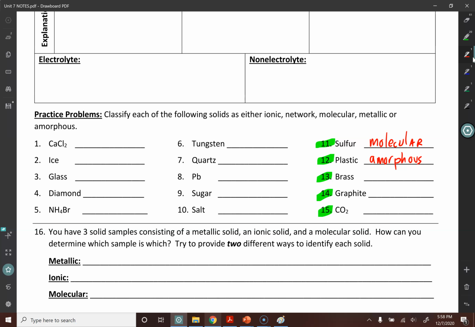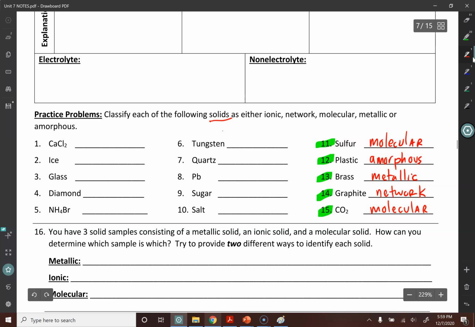Brass. Brass looks like a metal, but it's not on the periodic table. Must be an alloy. That'll make it a metallic solid. Graphite. It's one of the handful of network covalents you kind of just have to memorize. And last in the group we have CO2. Wait, that's a gas. Well, we're still thinking about it as a solid, and we know that we can have dry ice, which is frozen solid CO2. Let's see, that's covalently bonded together. Yeah, that must be a molecular solid.